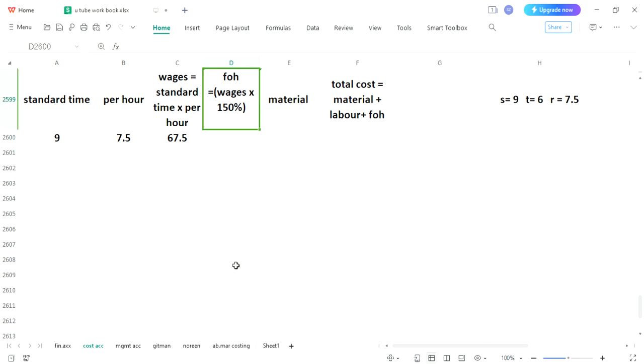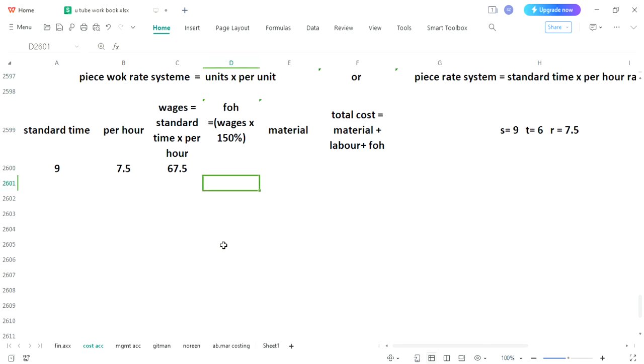Okay, guys, now you see what we have to do. Wages would be multiplied by 150%. These are the wages we have calculated, and we will take 150% of them. Wages are 67.5. It would be multiplied by 150 and divided by 100. 150% of wages would be calculated. So we have total wages, total FH.